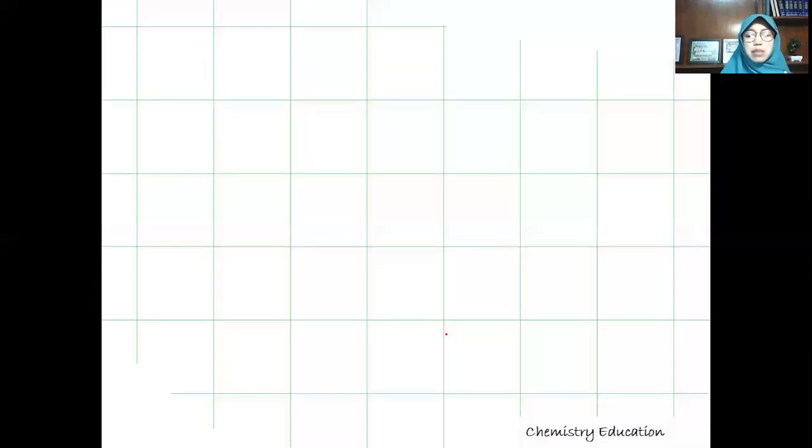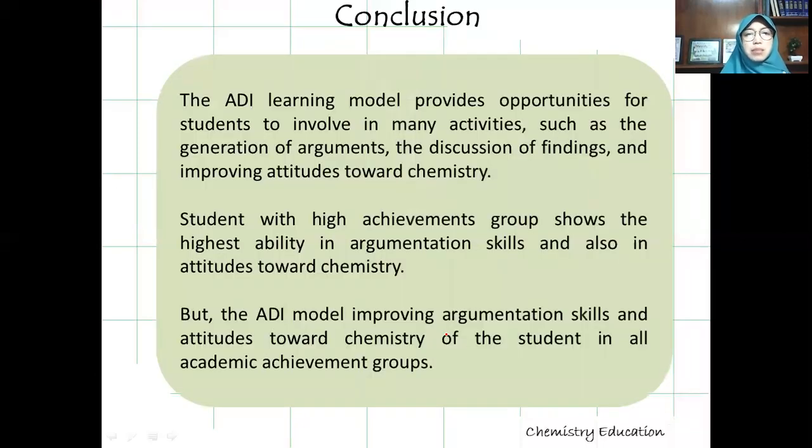The conclusion of our research: the first, the ADI learning model provides opportunities for students to be involved in many activities such as generation of arguments, discussion of findings, and improving attitude toward chemistry. The second, students in the high academic achievement group showed the highest ability in argumentation skill and also in attitude toward chemistry. But the ADI model improves the argumentation skill and attitude toward chemistry of students in all academic achievement groups.